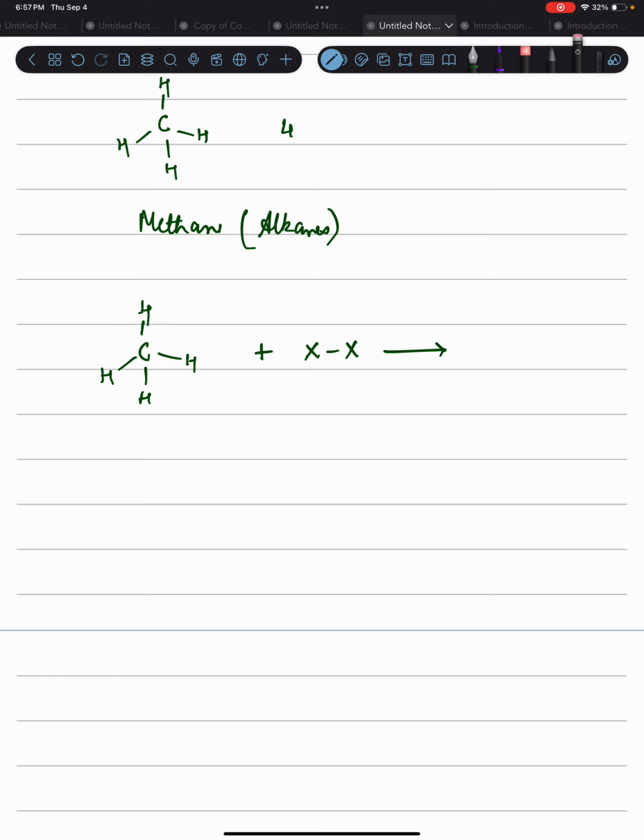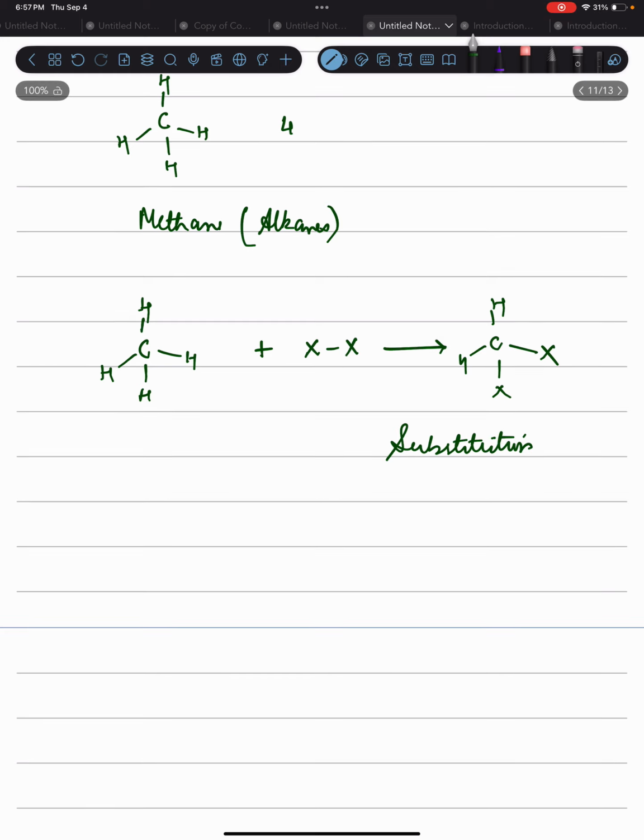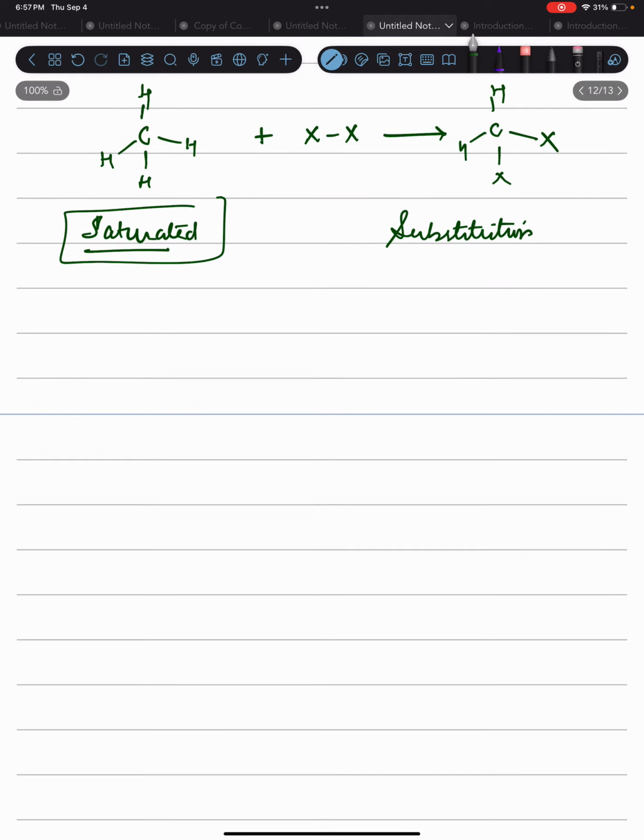So methane, or alkanes, can only undergo substitution reactions or replacement reactions. They substitute, like hydrogen is substituted with this one. So here this alkane is saturated, like it is completely satisfied in itself. It doesn't need anything else to complete it. But if you want to add something, you have to replace it with something else. So such hydrocarbons are called saturated hydrocarbons. Alkanes are saturated hydrocarbons.